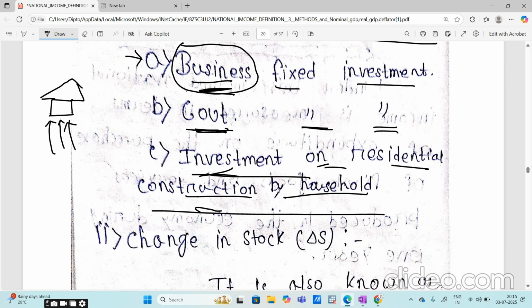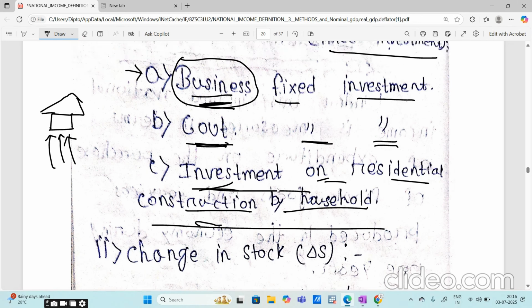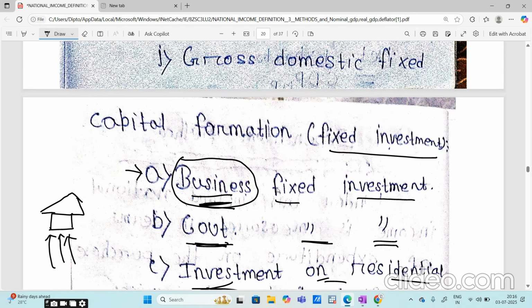Now some of you might think that I am making this house for my personal use, for my personal consumption. So why is it added to the gross domestic fixed capital formation, or why is it even calculated in national income? I mean, the point is it should be calculated in national income, but why is it added in the part of investment?